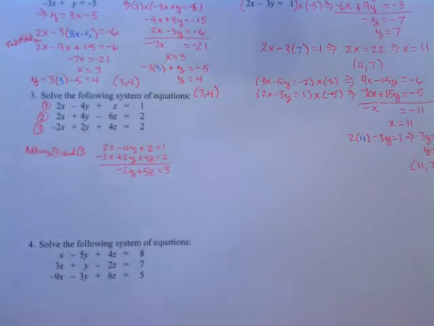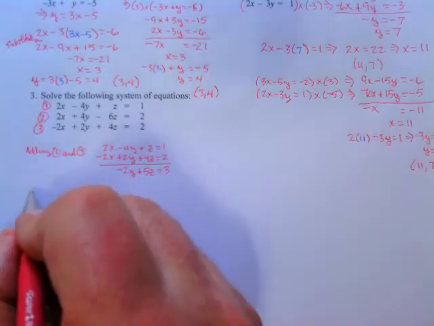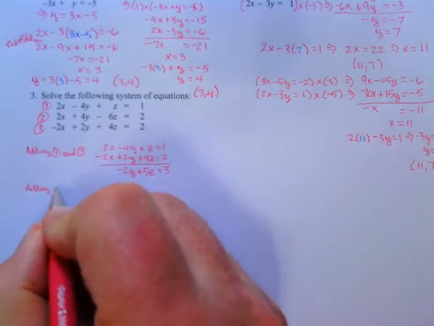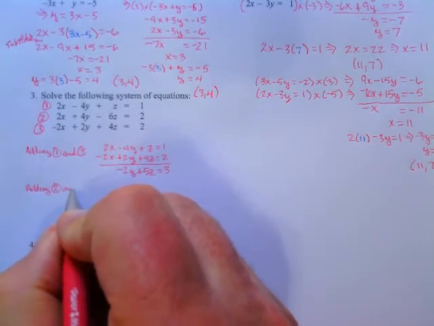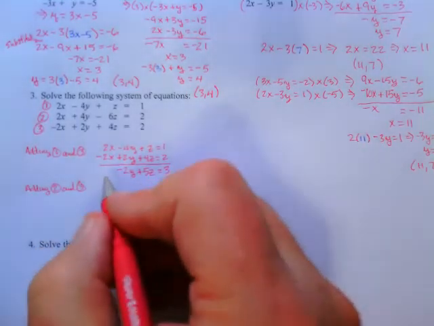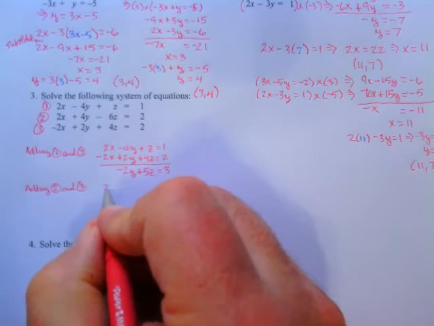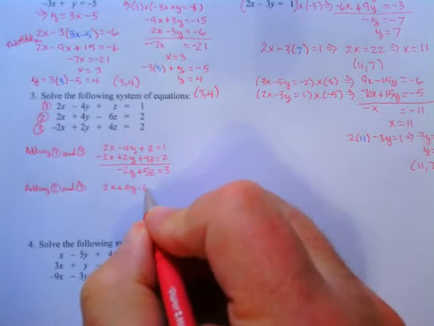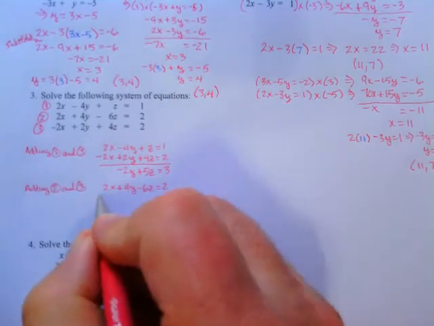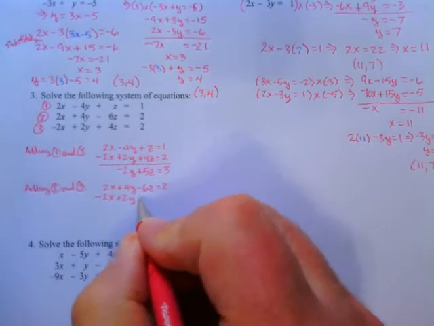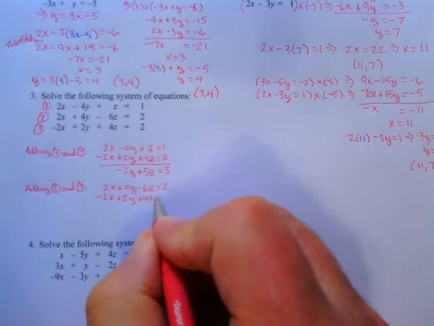Okay, now I have to have a different pair, and so in this case I'm going to add 2 and 3. Again, the goal is to get rid of the same variable in both cases. So 2x plus 4y subtract 6z equals 2, -2x plus 2y plus 4z equals 2.